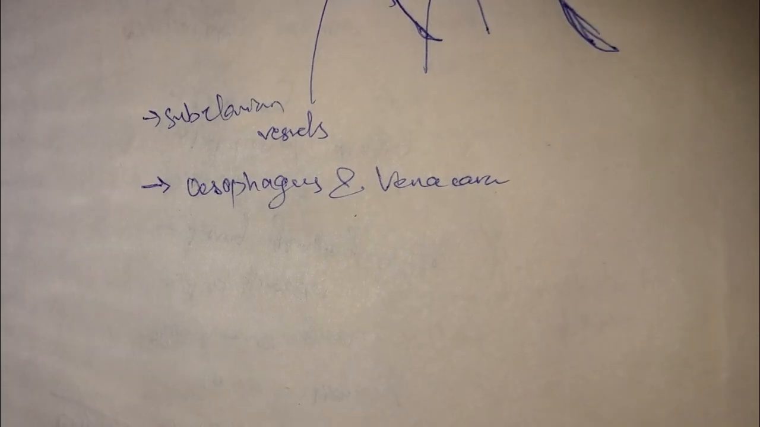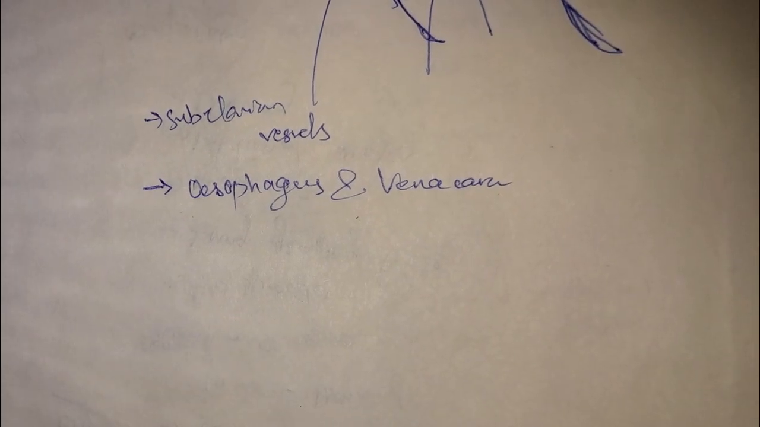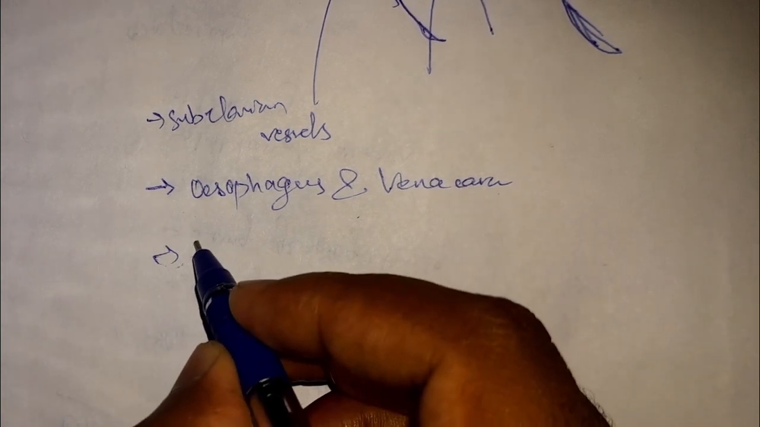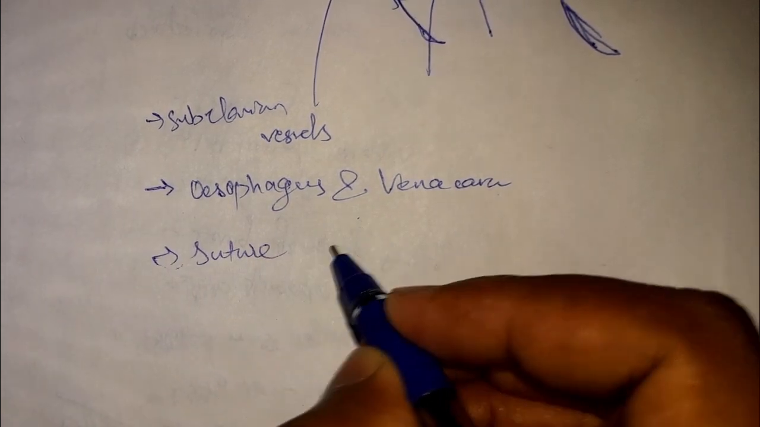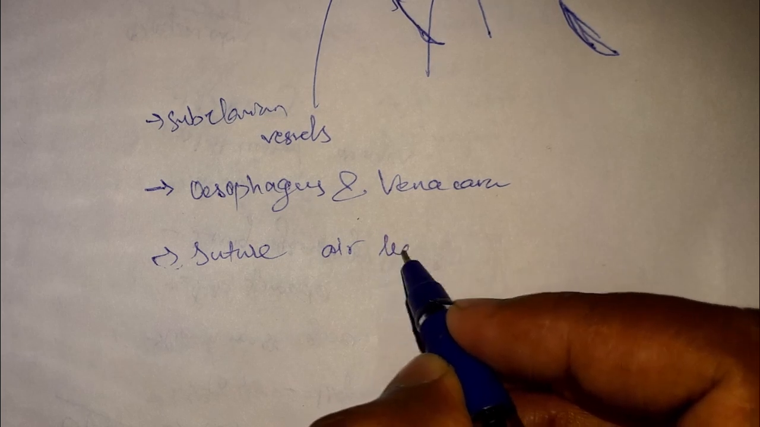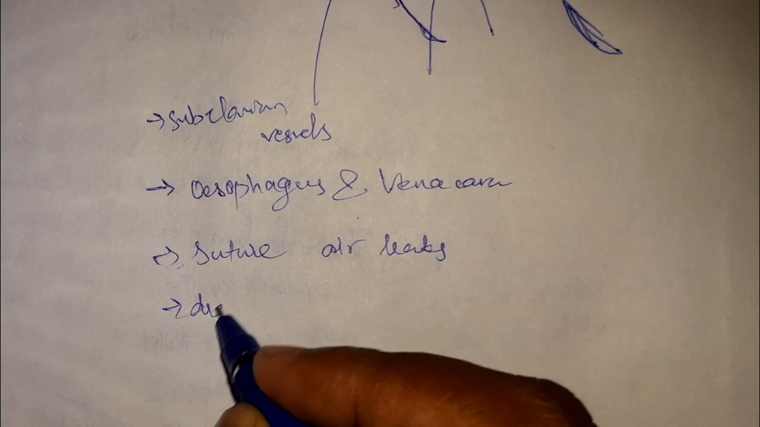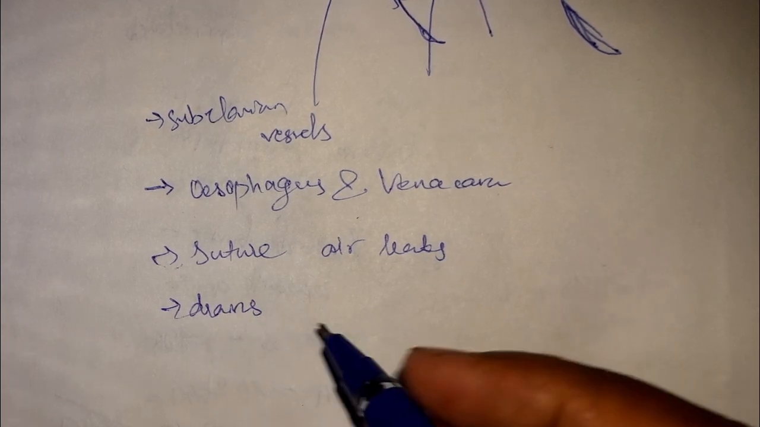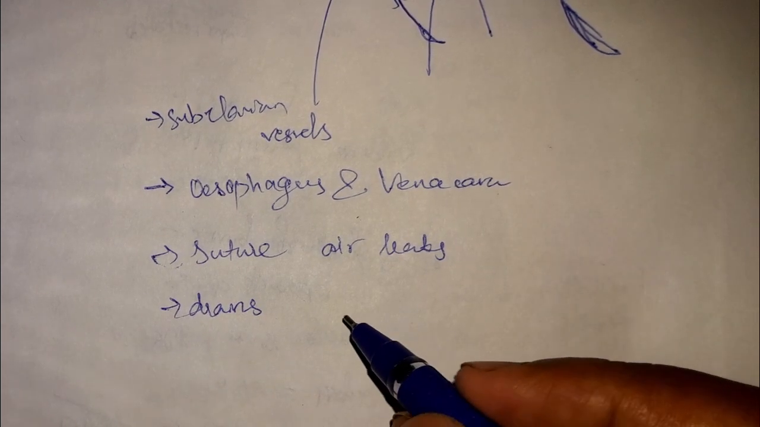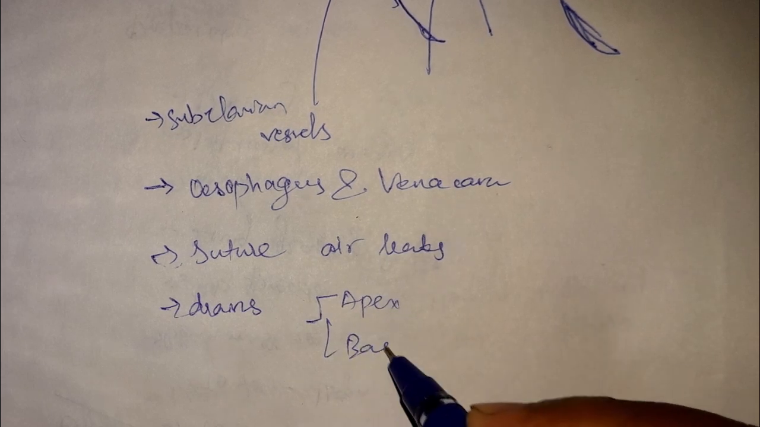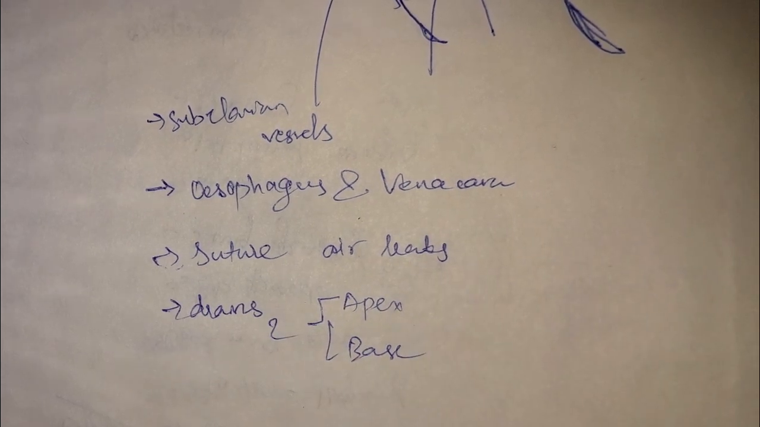After that the removal happens. After removal we should put the sutures. If there is any air leak, we should put a suture, and we should place the drain. Some surgeons will place drains at the apex and base, so they may place two drains in total.